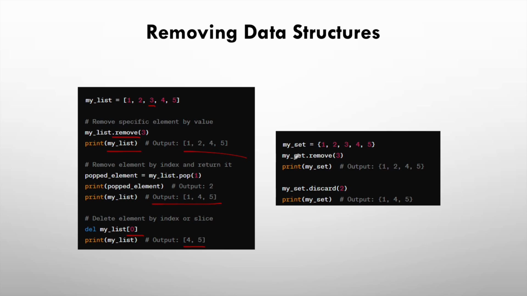Similarly, for a set, we also use the dot remove, where here when we use normal brackets, it just removes the element 3. So we get 1, 2, 4, and 5. We can also use the dot discard, which does the same thing. So here we've put my set dot discard 2, which removes 2, and we get 1, 4, and 5.